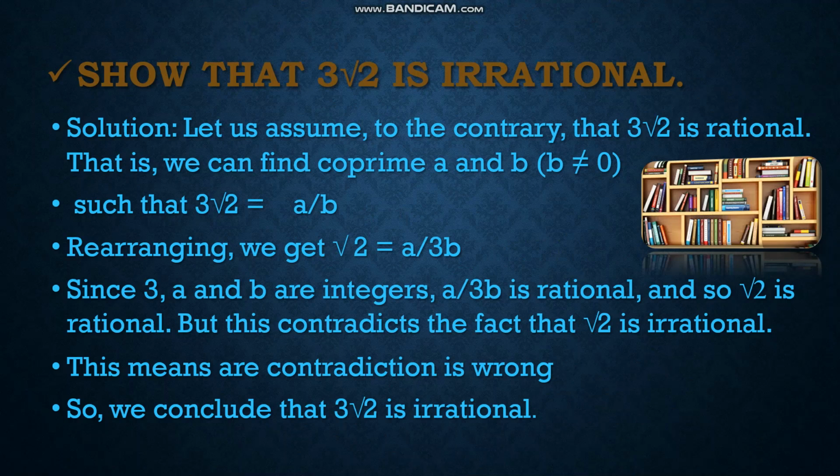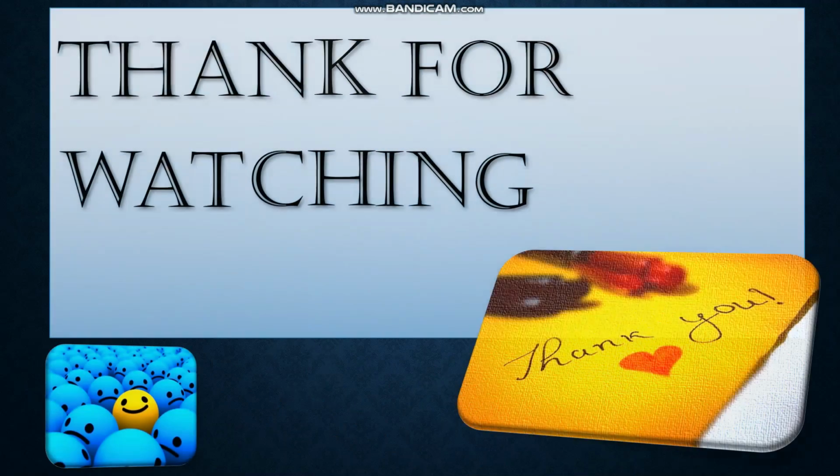Since 3, a and b are integers, a by 3b is rational. So root 2 is rational. But this contradicts the fact that root 2 is irrational. This means our assumption is wrong, so we cannot conclude that 3 root 2 is rational. So we can say 3 root 2 is irrational.